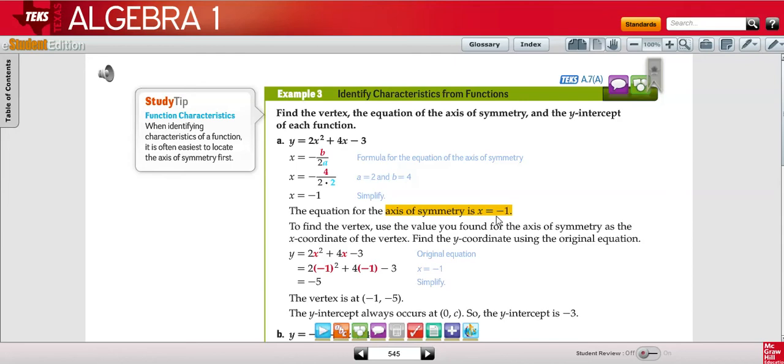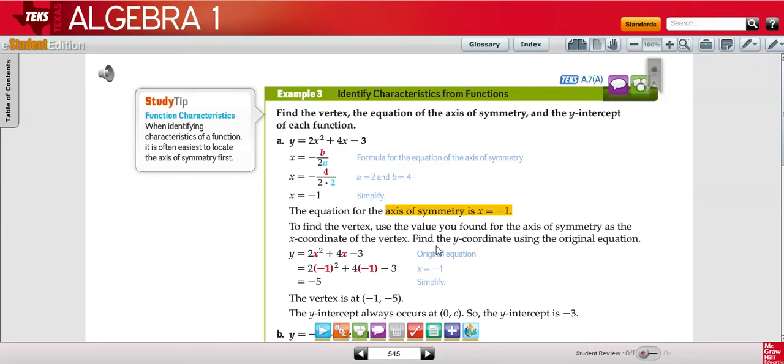So by using the axis of symmetry and plugging this value of x equals negative 1 into our equation, we get y equals negative 5. So if x is negative 1 and y is negative 5, our vertex happens at negative 1 comma negative 5.